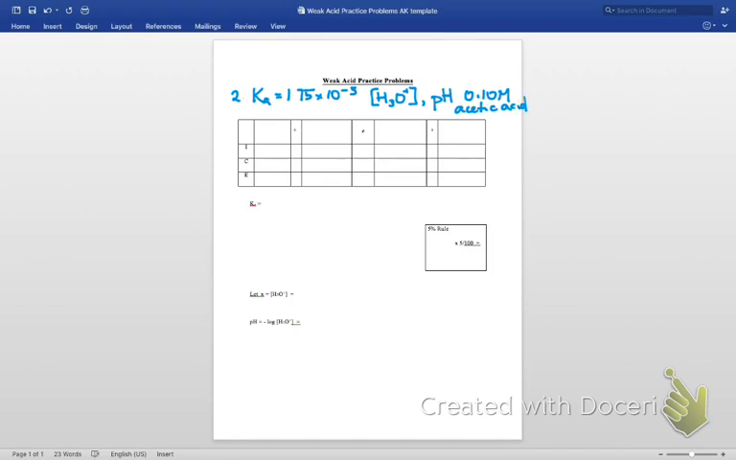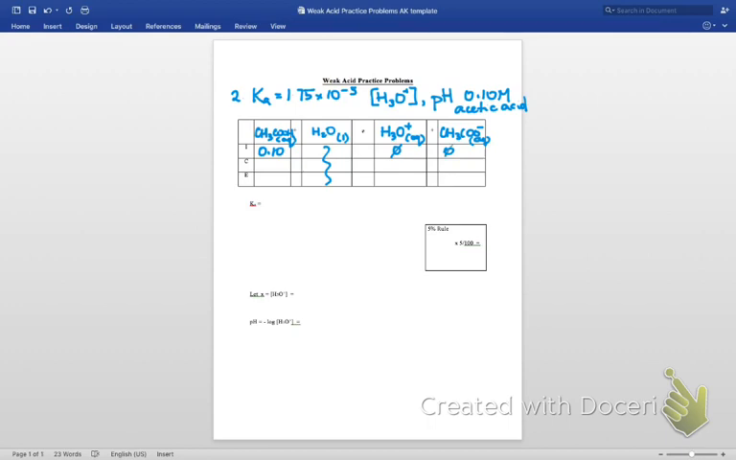So, again, start with the equation. Acetic acid, CH3COOH, plus water, gives us H3O plus and CH3COO minus. The ions are aqueous. The water is liquid and the acid is aqueous. Our initial concentration for the acid is 0.10. For water, again, we don't worry about it. And the concentration of the ions at the start would both be zero.